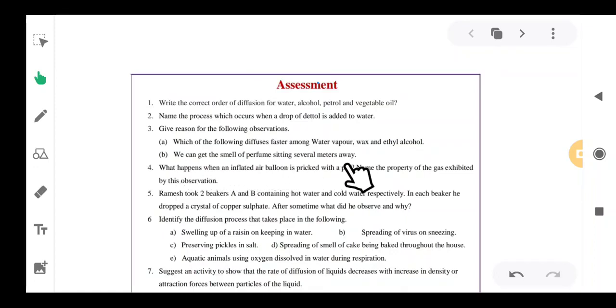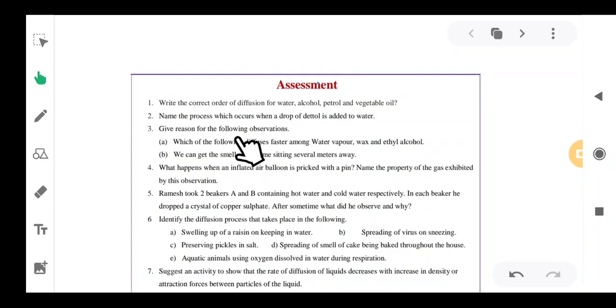away. Yes, we can smell the perfume. We cannot see the perfume from far away, but we can smell it. What is the reason? Because perfume diffuses very fast. You have to write that perfume diffuses very fast because it is a gas, and this is gas diffusion in gas. Okay.